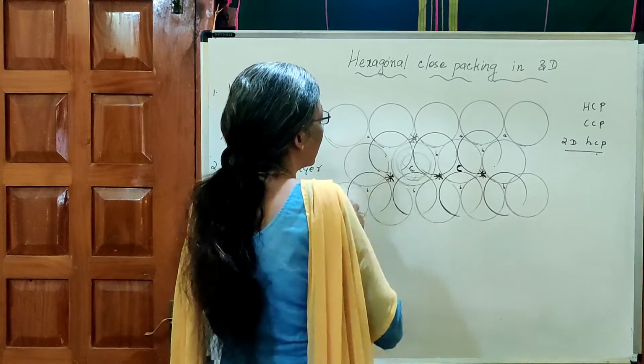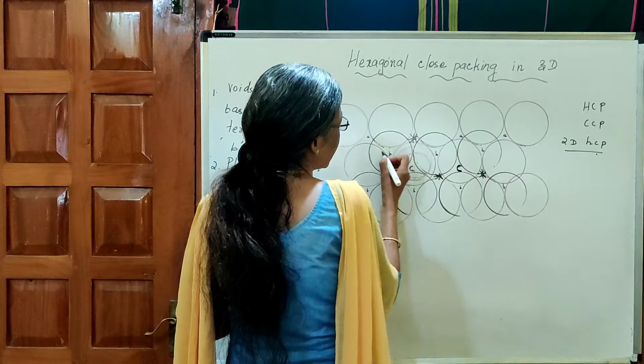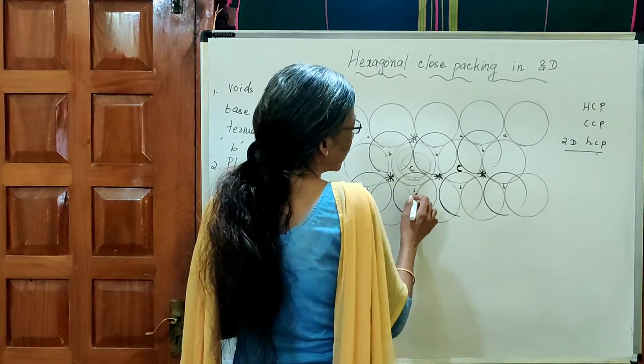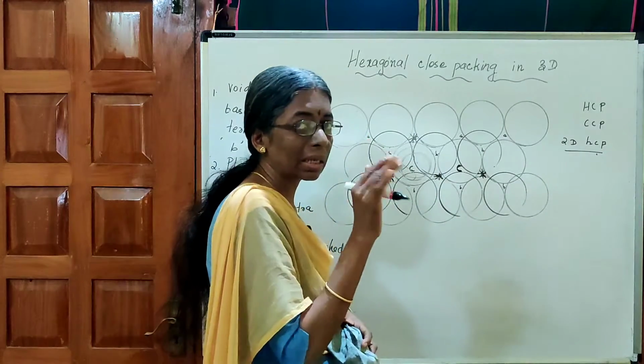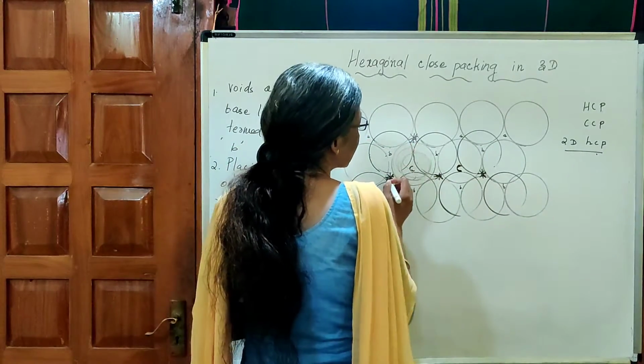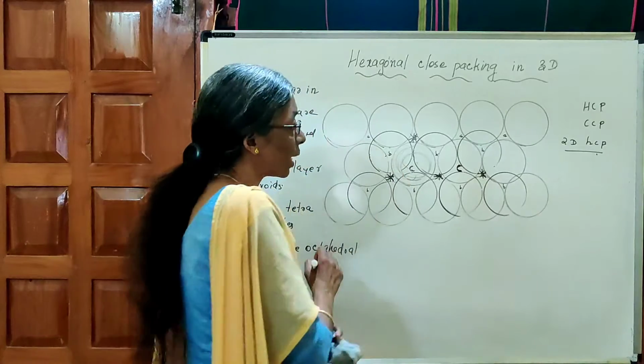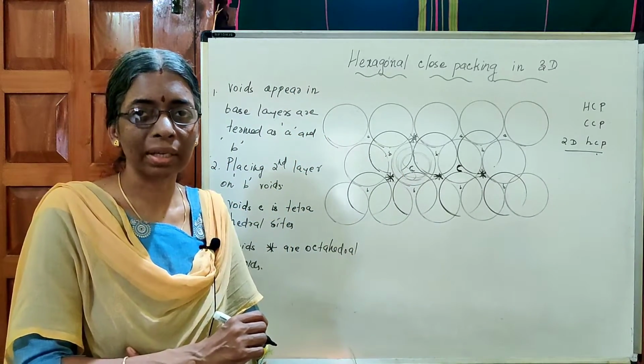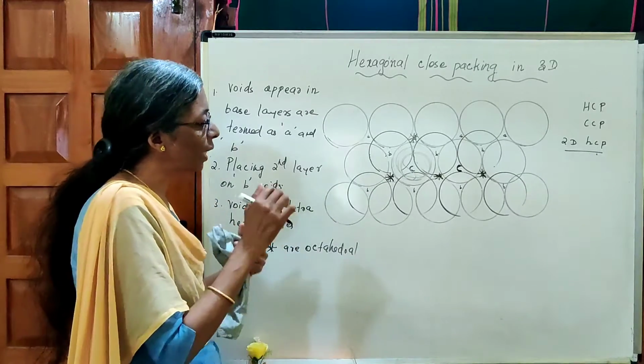Sorry, this is tetrahedral voids. This one is B, so 1, 2, 3. The B voids are what is called tetrahedral voids. The asterisk sign, this star sign, shows that it is octahedral voids. Is it clear? Okay.